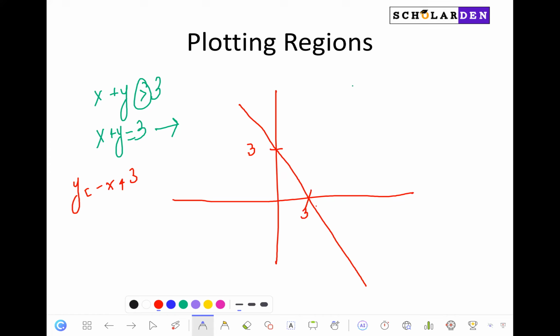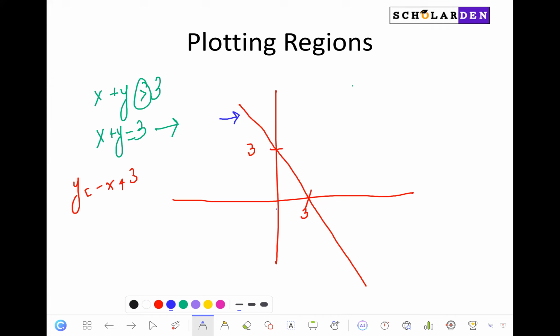And now, how do we identify this region? We have found out that this indeed is the boundary. And so how do we figure out the region where x plus y is greater than 3?